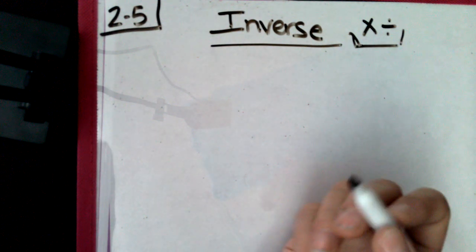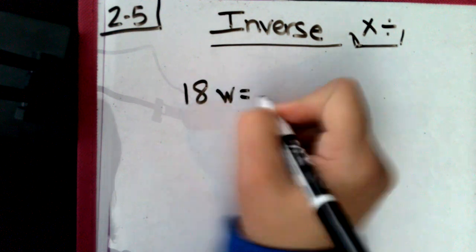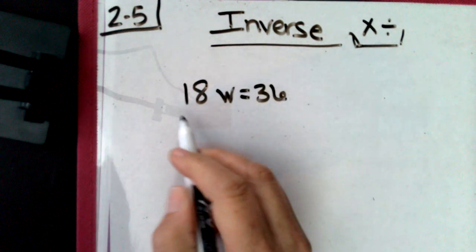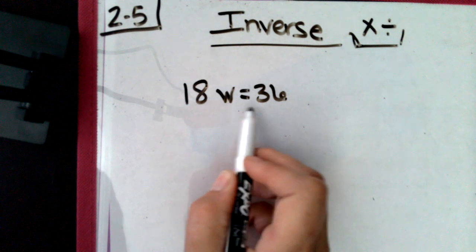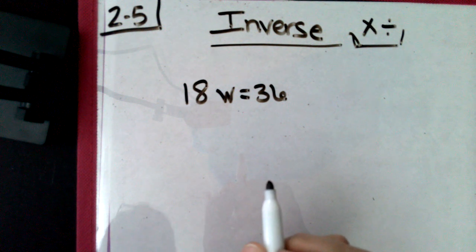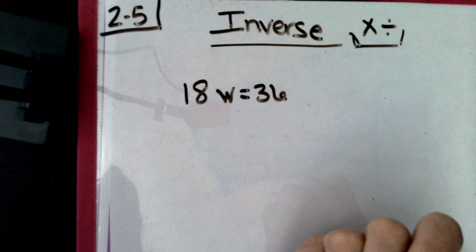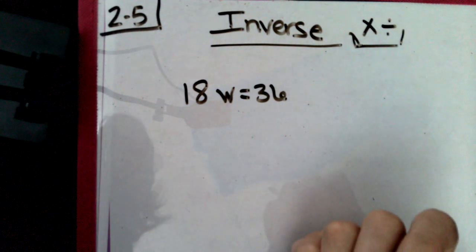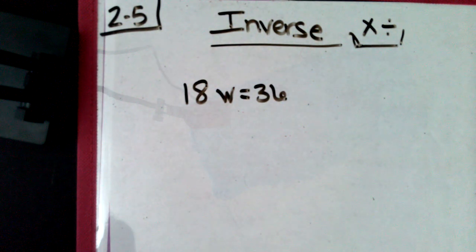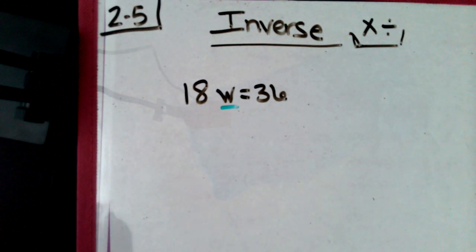So let me show you an example. If I have 18w equals 36, this means 18 times W equals 36. Something I teach my students, so if you're one of my students, you've already heard this, is the first thing you have to do is ask, what is my variable? Well, in this instance, my variable is W. The variable is whatever the letter of the alphabet in your word problem is, or your problem is.